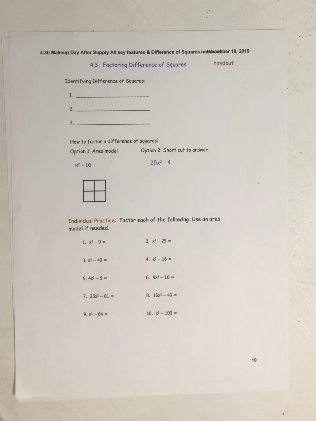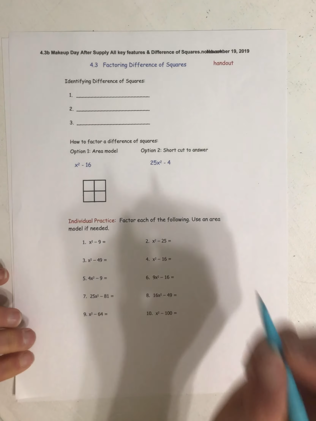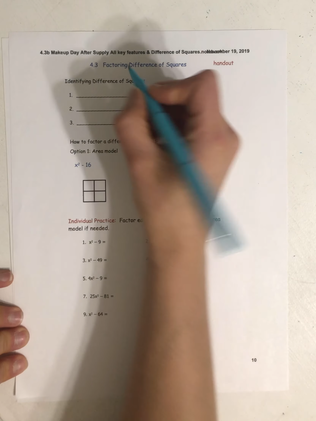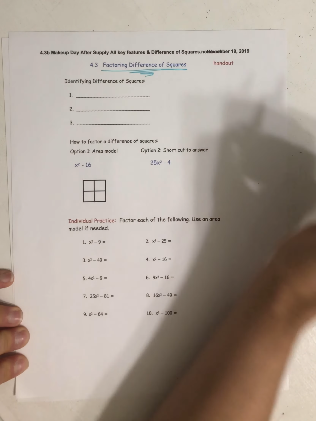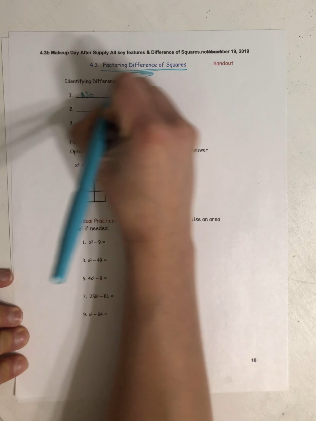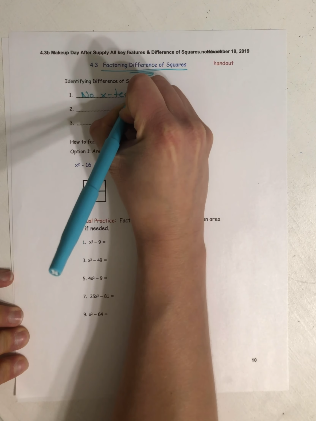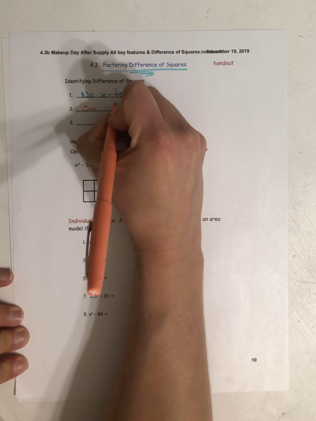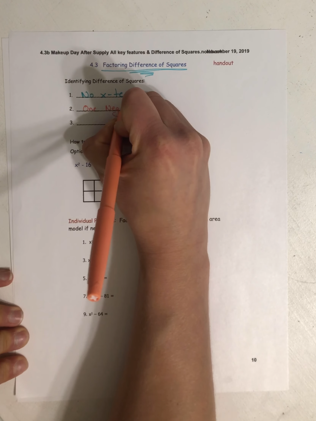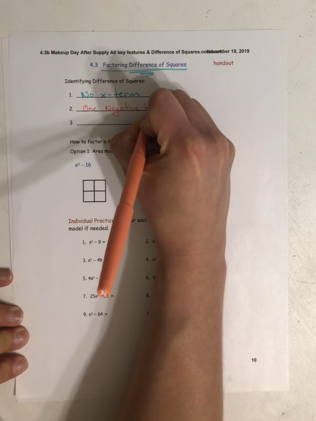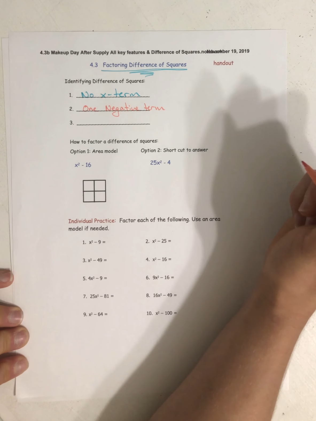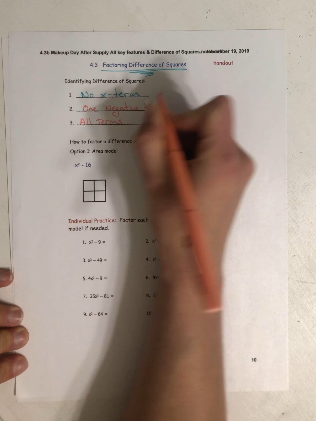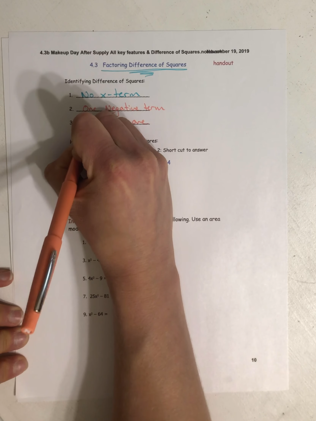So you have this sheet and I want you to fill it out with me. Okay, so when we identify difference of squares, so if we identify that perfect square, so factoring differences of squares, there is no x term, okay? And there is one negative term. And all terms are perfect squares.